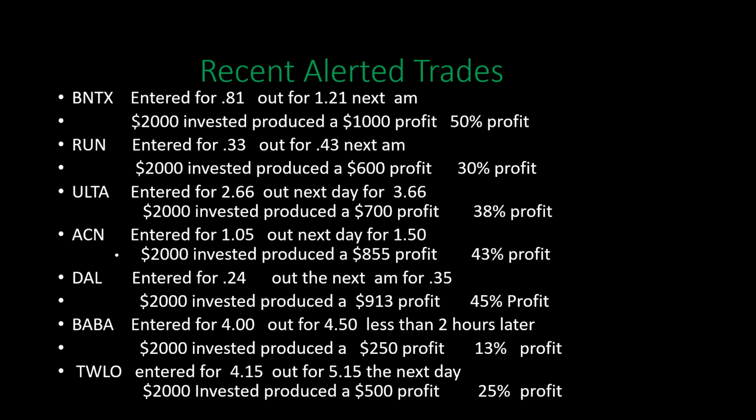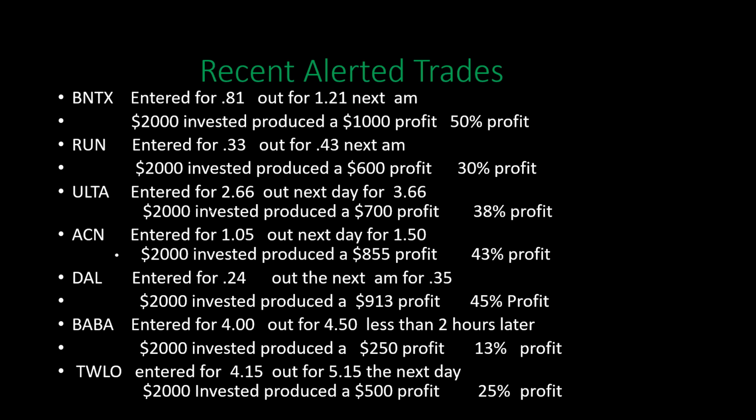And we had BNTX here. And again, what I said was $2,000 invested in each trade, what it would have produced for a profit. So BNTX in at 81, out at $1.21 first thing in the morning. $2,000 invested produced $1,000 profit. And you can see these we did for Run, which is a solar company, in at 33, out at 43. Doesn't sound like much, 10 cents, but it's 30% profit. So that would have produced $600 profit.